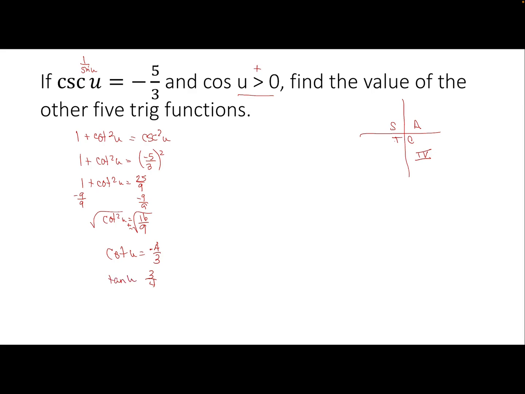Cosecant was negative 5/3, so sine will be a negative 3/5. We find the reciprocal by flipping. And now we simply have to find the cosine of u and the secant of u. And if the opposite and the adjacent are given by tangent, and the opposite and the hypotenuse are given by sine, then the cosine has to be the adjacent over the hypotenuse, and the secant is the hypotenuse over the adjacent.